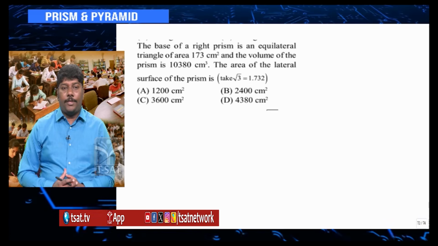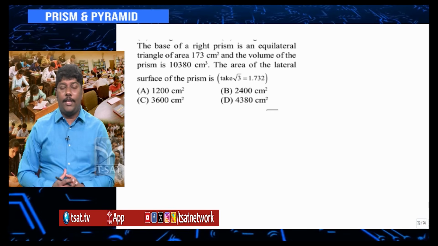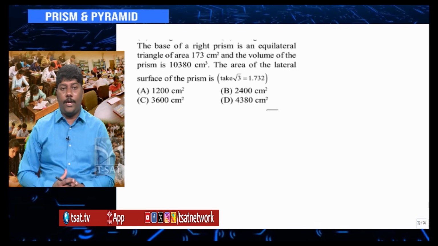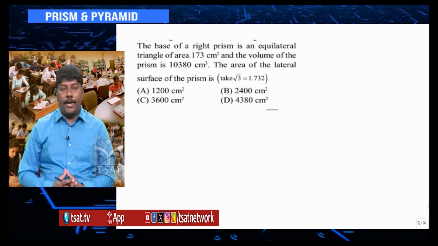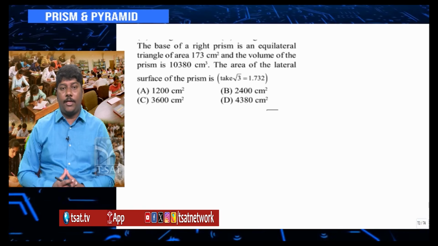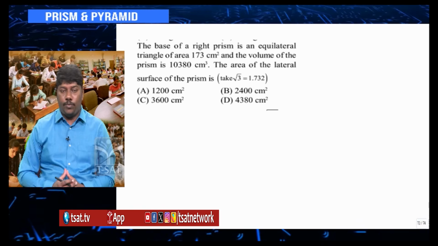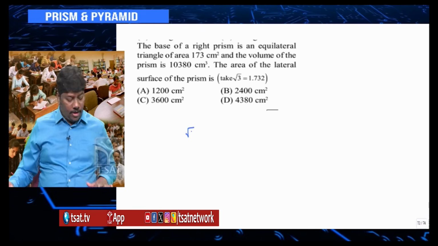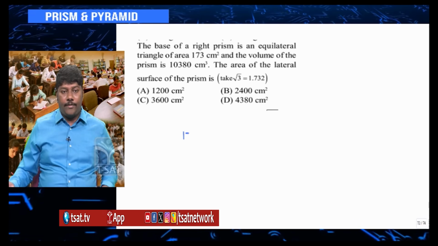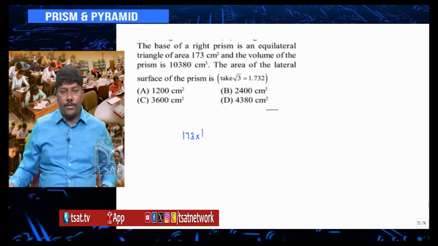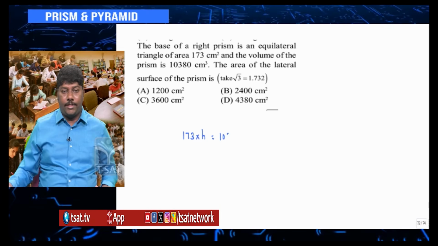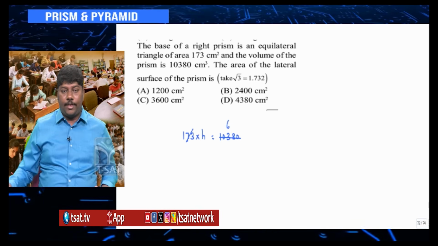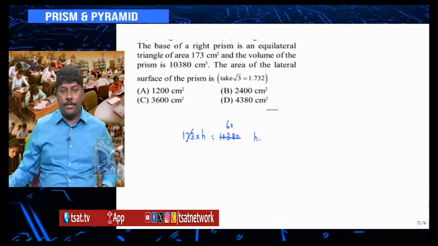Look at this one. The base of a right prism is an equilateral triangle, area 173 centimeters square. The volume of the prism is 10380 centimeters cube. Find the area of the lateral surface of the prism, take √3 is equal to 1.732. Base area into height: 173 into height is equal to the volume 10380. Therefore, height is equal to 60 centimeters.